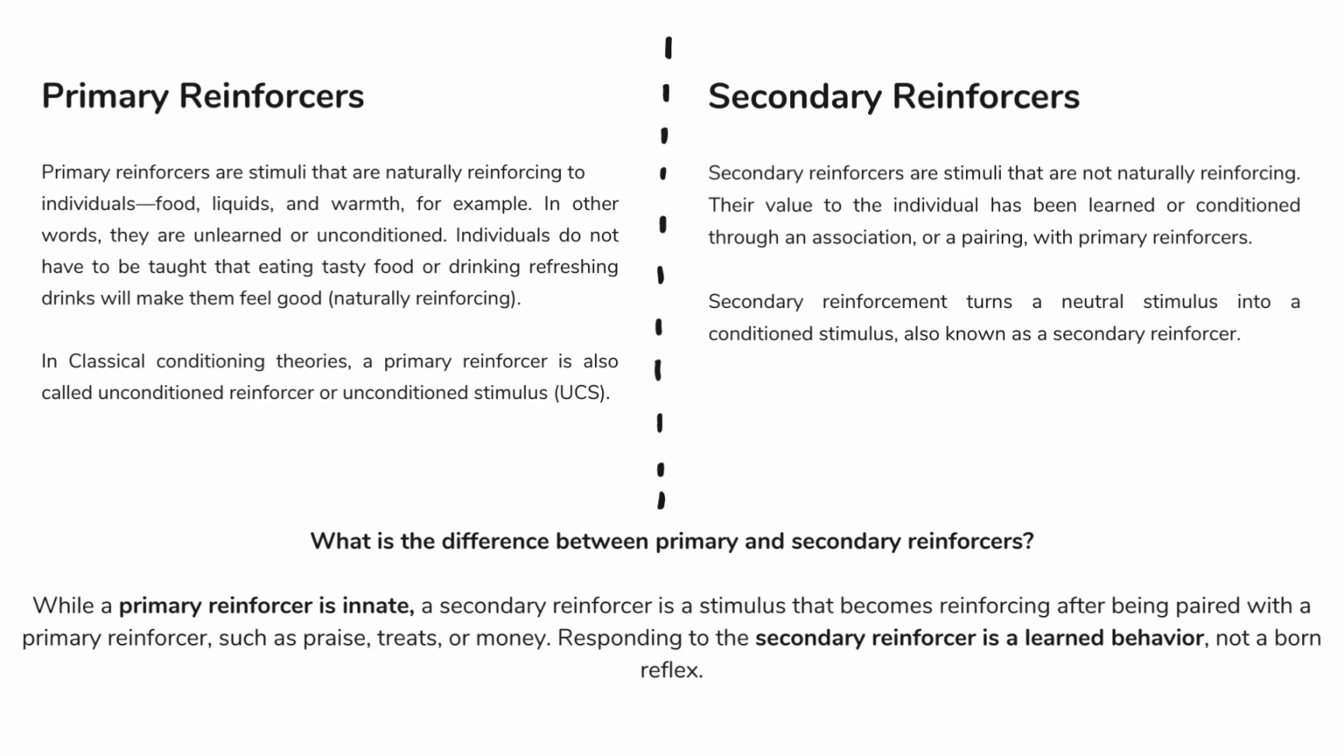Next is secondary reinforcers. Secondary reinforcers are stimuli that are not naturally reinforcing. Their value to the individual has been learned or conditioned through an association or a pairing with primary reinforcers. For example, when a preschool teacher pairs giving verbal praise, a potential secondary reinforcer, with delivering a glass of juice, a primary reinforcer, to a young child, the verbal praise takes on some of the reinforcement value associated with a glass of juice.